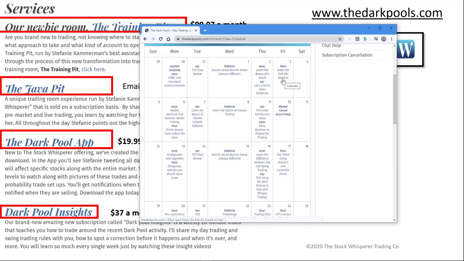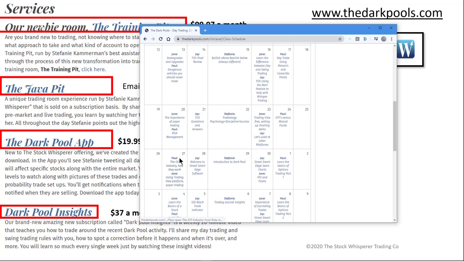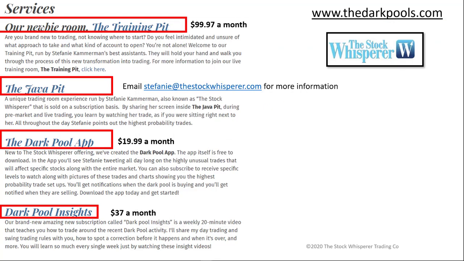Enteritis, exititis, greed, fear, downgrades, upgrades. Jane will teach about how to trade floats. Paul did the oil industry yesterday, which was amazing. Really good presentation. If you sign in now, you'll get this week's presentations, yesterday's and today's. But if you sign in next week, you won't get this week's presentations. We only keep them there for that week. So keep that in mind.